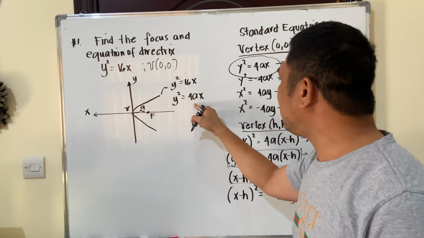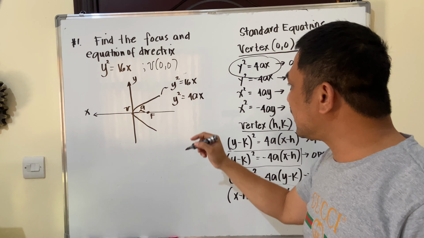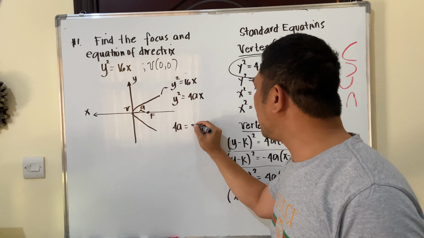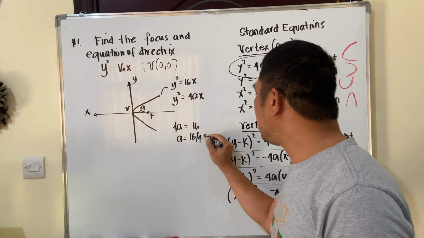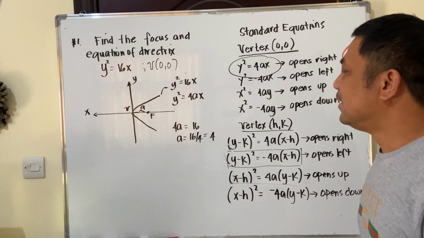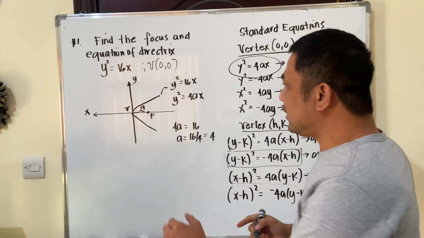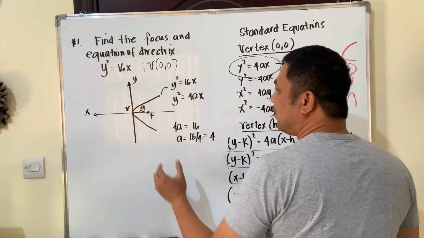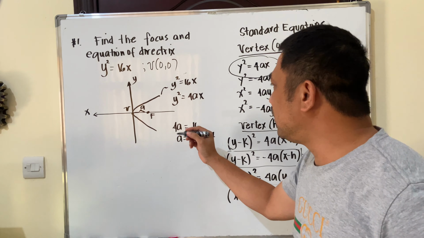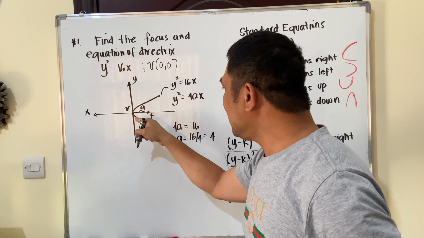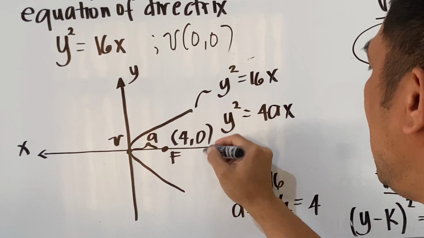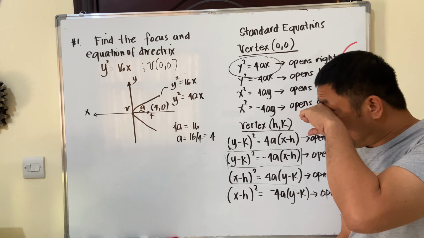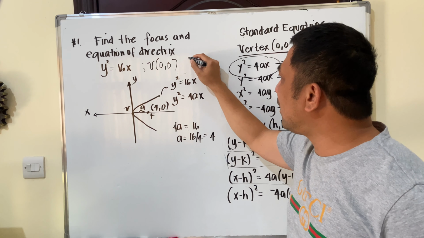To find the value of a, since x here is the same, we can equate 4a to 16. So 4a is equal to 16. Therefore, your a value is equal to 16 over 4, which is equal to 4. The distance from vertex to your focus is a. That means your focus is located at, since this is on the x-axis, your y-coordinate is 0, so the focus will be at (4, 0). So we were able to identify our focus to be at (4, 0).